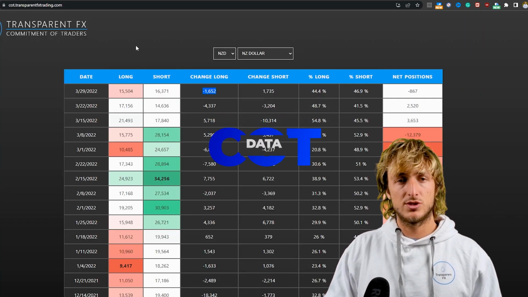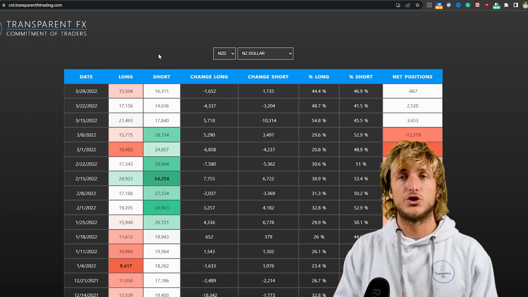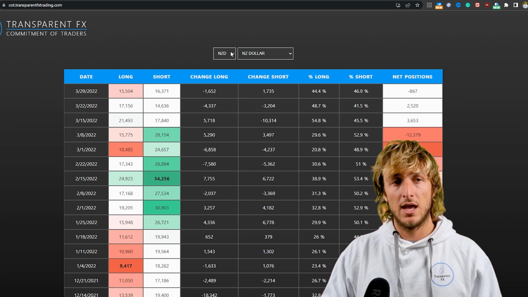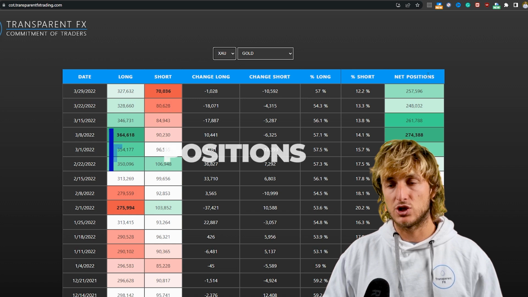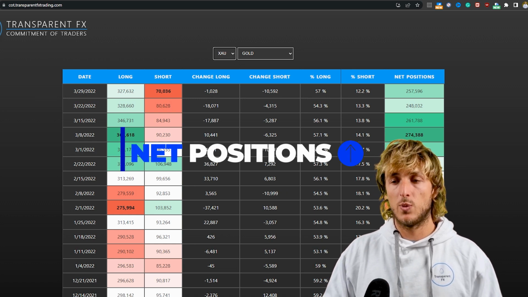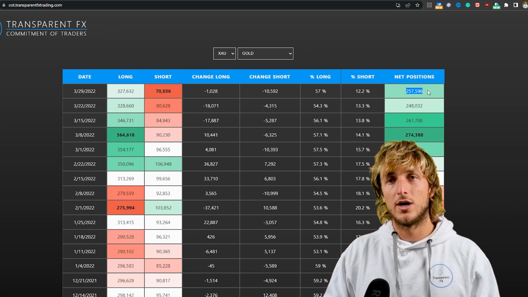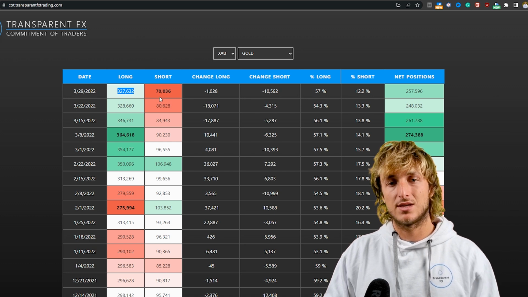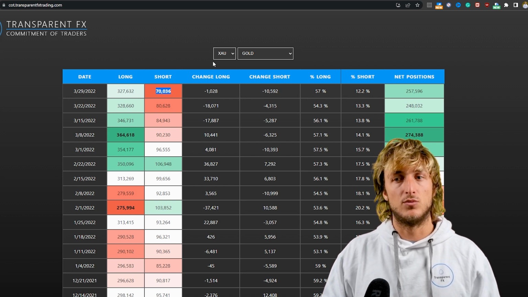Now, if we go and see what we have when it comes to the commitment of traders, so the COT data, which is what the non-commercials, so the biggest speculators in the market, are doing, and we check the data for gold, what we can see is that lately net positions have been increased. We went from having 172k net positions up to having 257k net positions with 327k longs compared to only 70k shorts. So gold at the moment is getting pretty bullish.